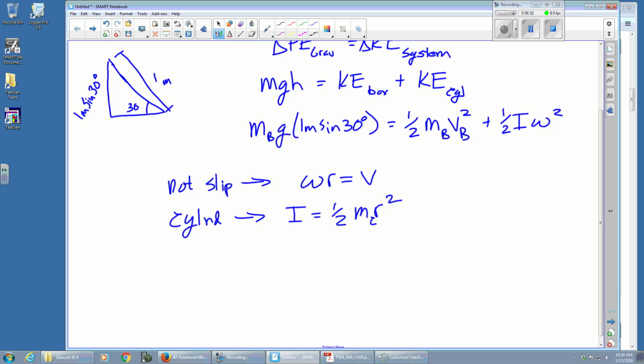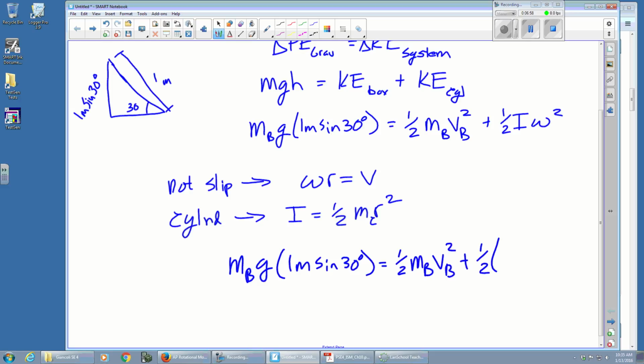So really now it's just plug in and solve, because if we put everything in here that we have: mass of the box, change in height of the box, 1/2 mass of the box, which we have, velocity of the box, which we're looking for, plus 1/2 times 1/2 mass of the cylinder, which we have, radius squared, which we have, and we can put in here velocity of the box over radius of the cylinder squared, because that linear motion is the linear motion of the edge of the cylinder, which is the same as the linear motion of the cord, which is the same as the linear motion of the box.